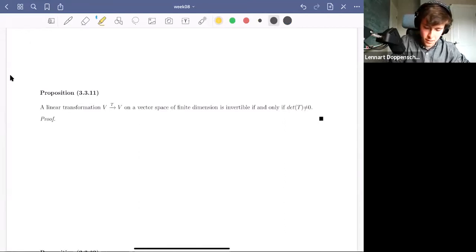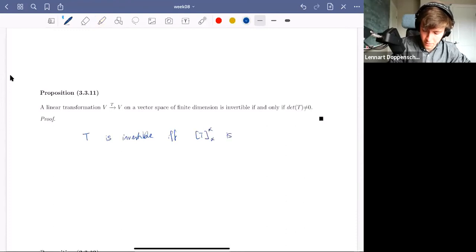And so this is, yes. So once you connect transformations with matrices, and you know the determinant of T, so I could say that T is invertible if and only if T alpha alpha is invertible. And then this is equivalent with the determinant of T, which is the determinant of T alpha alpha, is non-zero.